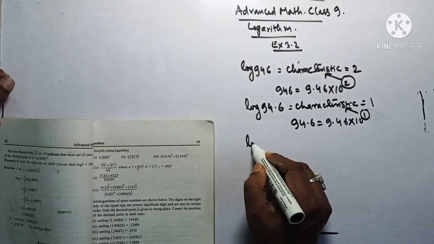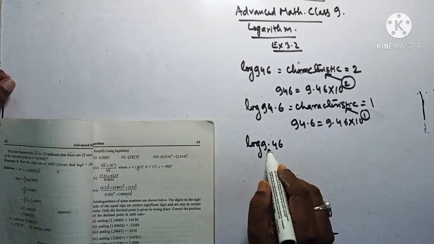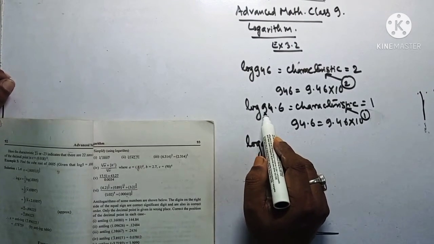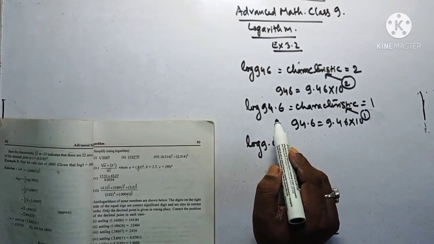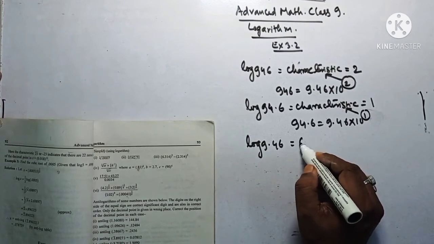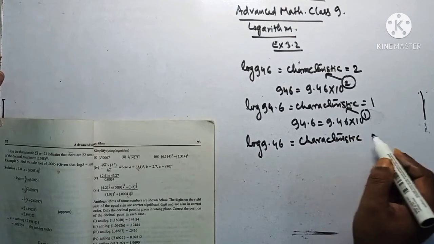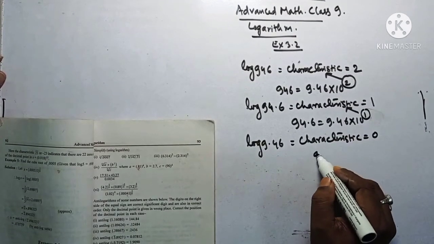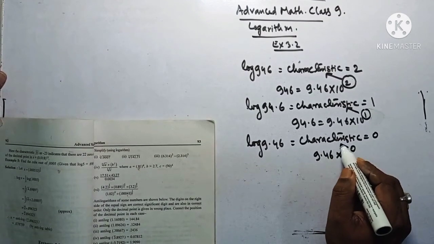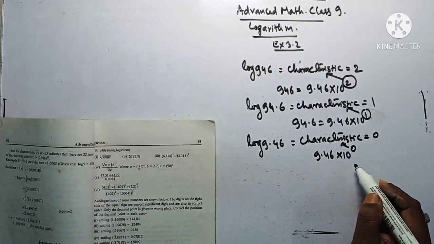Now again, log 9.46. Before the decimal there is only one digit. So 1 minus 1, it will be 0. So your characteristic will be 0. In standard form, we can write it as 9.46 into 10 to the power of 0. This 0 is your characteristic. So this is how we calculate the characteristic.